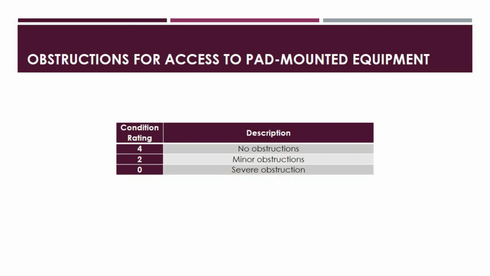The seventh category is more or less related to underground lines right of way, and that is the obstructions for access to pad mounted equipment. So for a rating of 4, it means that there are no obstructions to pad mounted equipment by backyard fences, shrubs, or gardens. For a rating of 2, it means that there are minor obstructions found to the pad-mounted equipment by backyard fences, shrubs, or gardens, and this requires the utility to pay more attention to it. As for a rating of 0, it means that there are severe obstructions by things like fences, shrubs, or gardens and requires immediate attention from the utility.